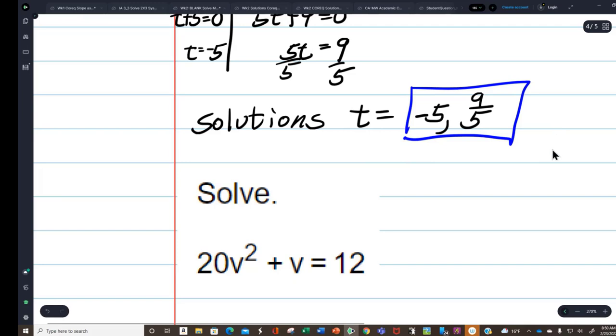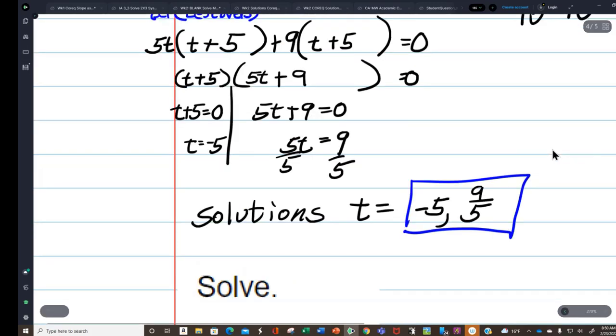Wouldn't that be negative 9/5? Oh, it would be a negative 9. Yes, so it would be negative 9/5. Thank you.